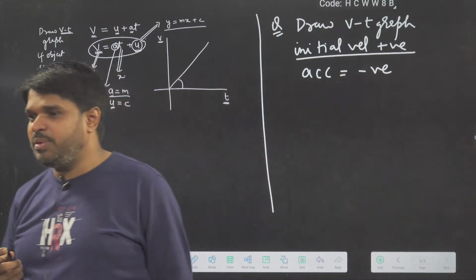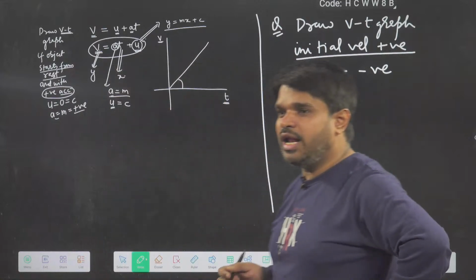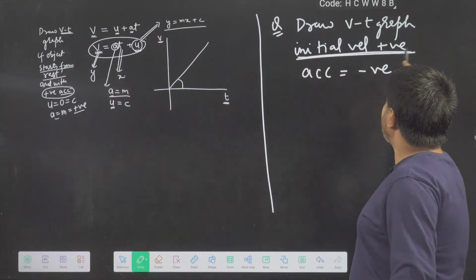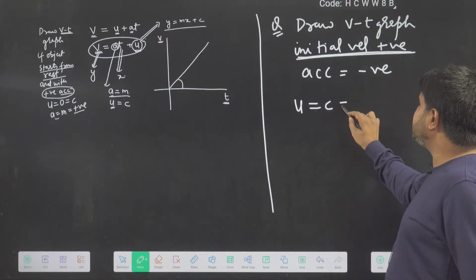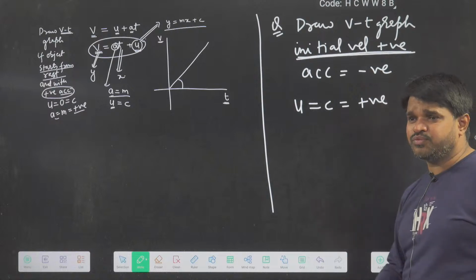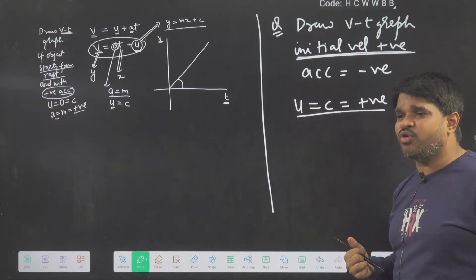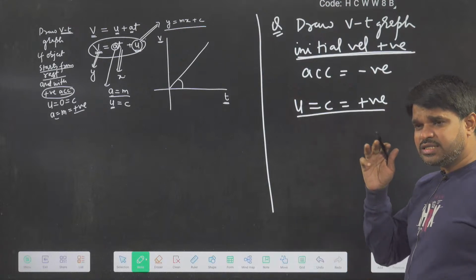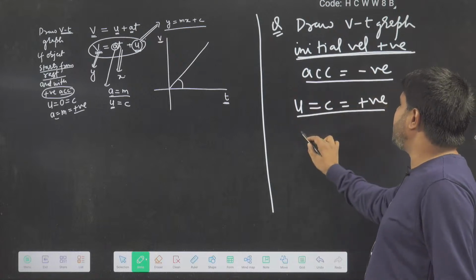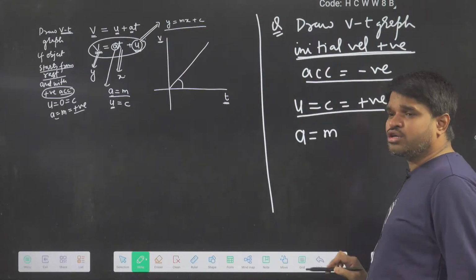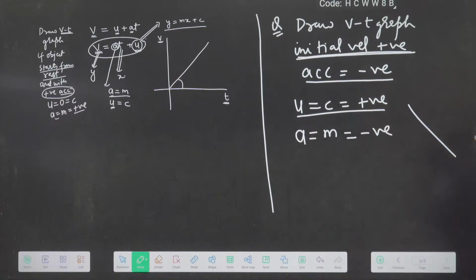Done. Good. A few people have already done it. Okay, let's see. Initial velocity u means C, and C is positive. C positive means the line will cut the y-axis above the origin. Acceleration is the slope, and the slope is negative. Negative slope means this kind of line.